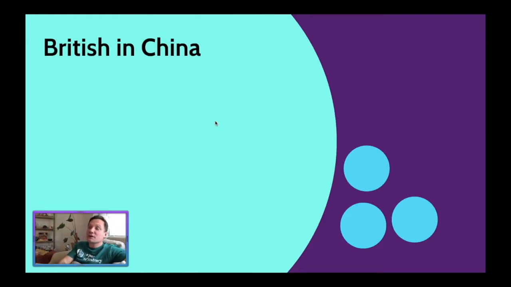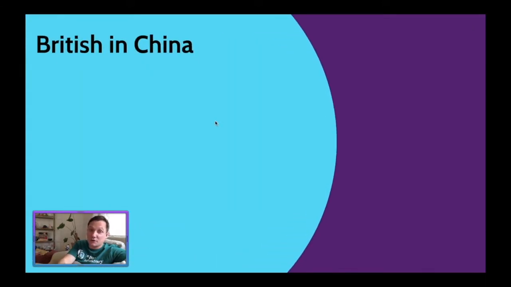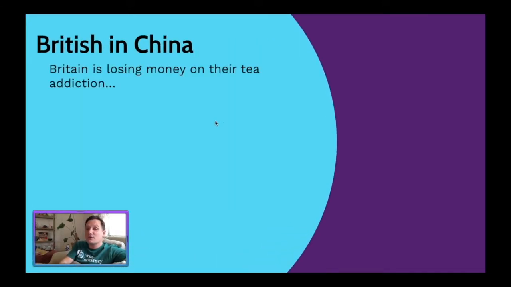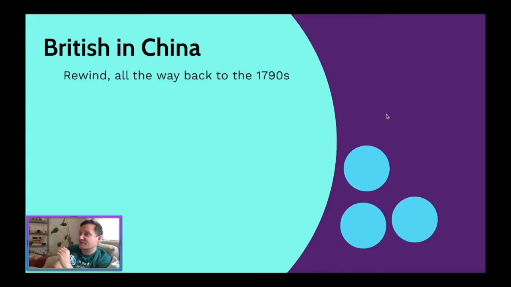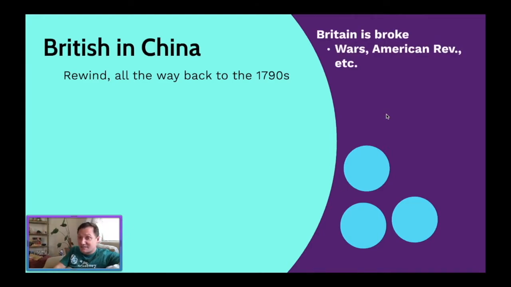So the British in China is a very key place to start, because you have to basically ask yourself, why are we going? The thing about the British in China is that you have to be able to do that thing that y'all all hate doing, which is of course rewinding all the way back to the 1790s. If we're going to understand the imperialism of China, we have to jump all the way back to what's going on in Britain during their Industrial Revolution, back to the 1790s, right? So in the 1790s, you need to understand that Britain is broke, right?